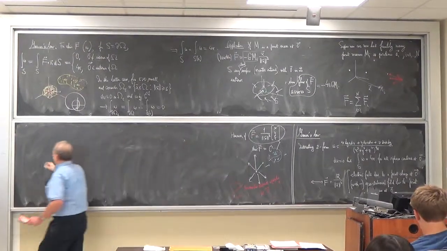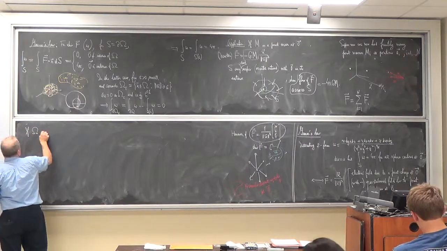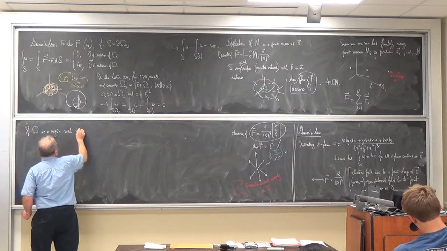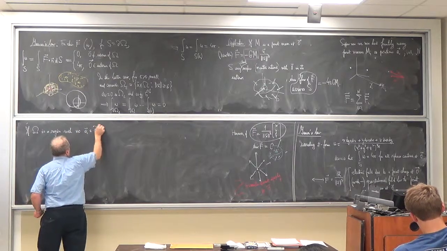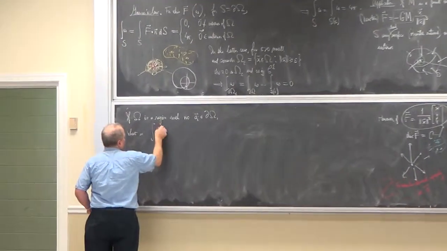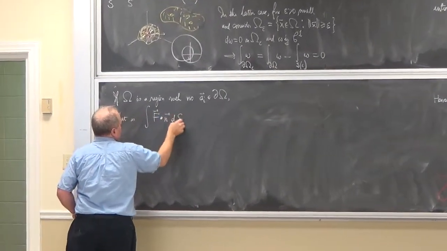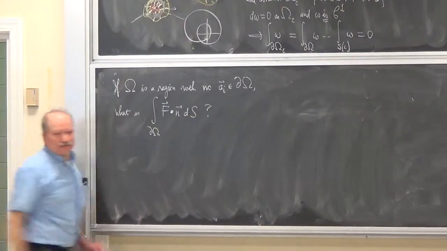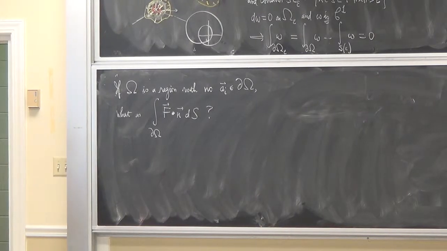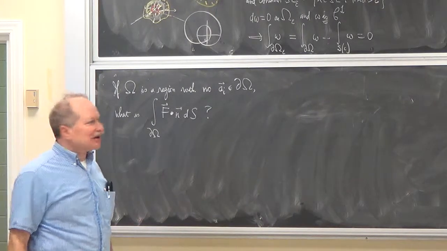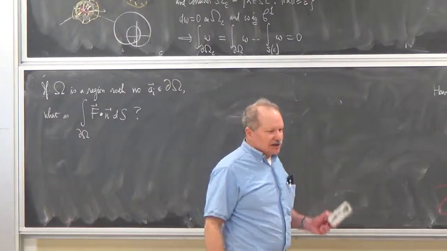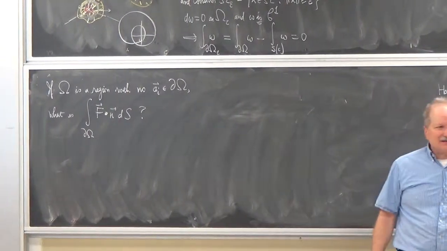So, if omega is a region with no AI in its boundary, what is the flux of the net gravitational force across the boundary of omega? It's going to be... Okay, let someone else think for a sec. So you're saying it doesn't matter where omega is? I didn't say that. Well, yeah, it would have to matter.